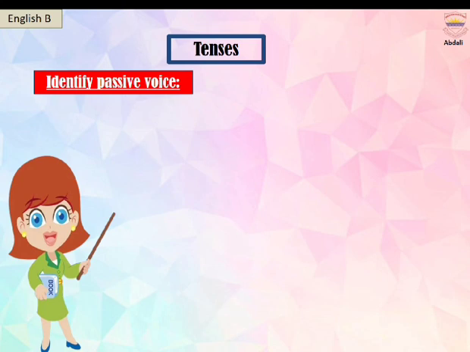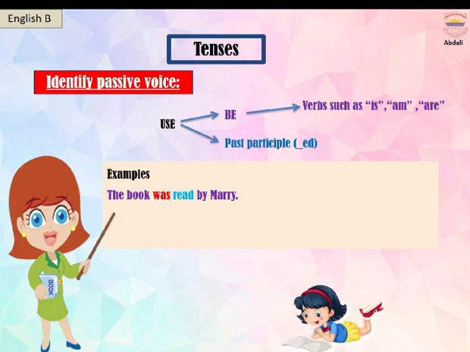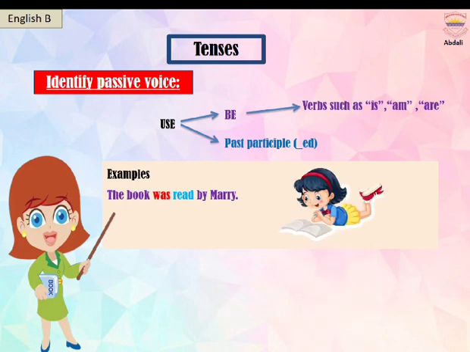Now, let's move on to some tips for identifying and converting passive voice to active voice. To identify passive voice, look for the use of be verbs, such as is, are, was, were, combined with a past participle, usually ending in ed. Consider this sentence, "The book was read by Mary." The use of was and read together indicates passive voice.